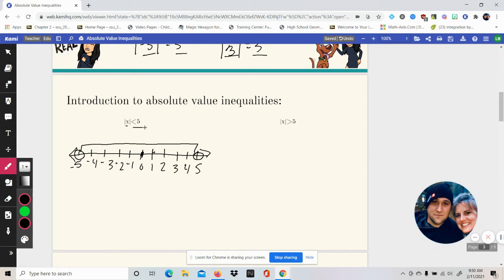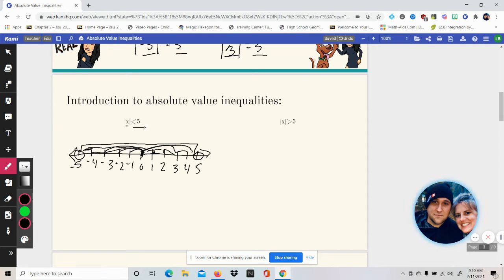This number is 1 unit away. This one's 2 units away. This is 3 units away. This is 4 units away. And all of the numbers in between 4 and 5 are fewer than 5. Same thing on this side, 1 unit away, 2 units away, 3 units away, 4 units away, and then everything in here is somewhere between 4 and 5 units away.